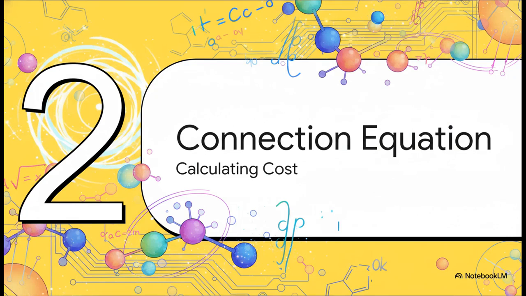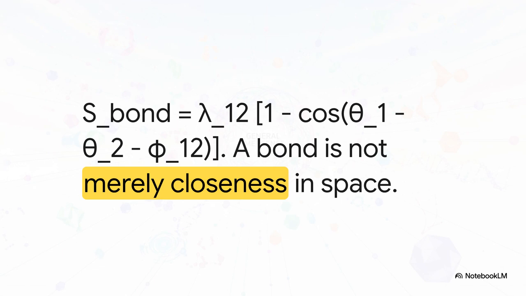Moving right along to Section 2, the equation of connection. Now that we have the vocabulary down, let's actually see how a single bond operates mathematically. So, here is the schematic cost of a single bond. This equation right here is the actual mechanics behind that negotiated geometry we just talked about. The variable S bond is defining the persistence cost of a connection between two centers.